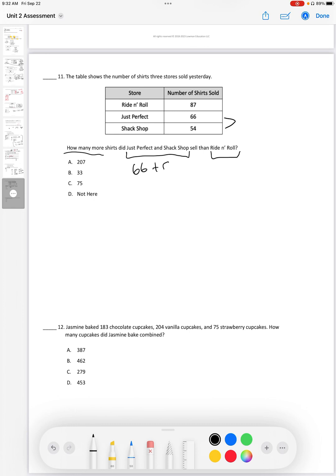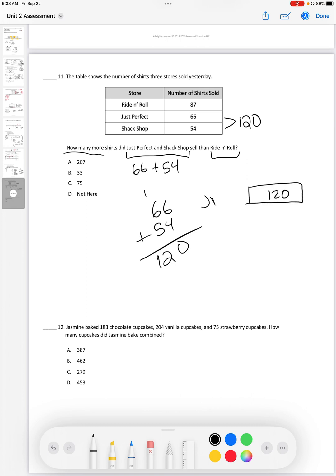So we're going to have to combine Just Perfect and Shack Shop's number of shirts together. 66 plus 54. Let's do that with the standard algorithm. 120 is how many they sold combined. How many more did they sell? So if I were to make a model of this, here is, I'll just put their initials, Just Perfect, Shack Shop sold a total of 120. Ridin' and Rollin' sold 87.